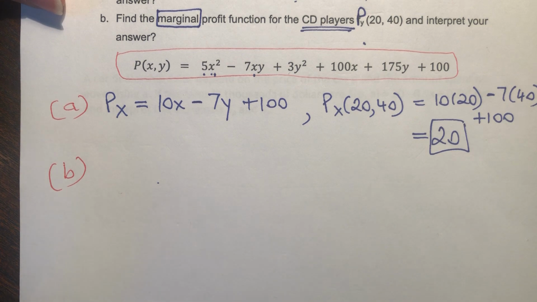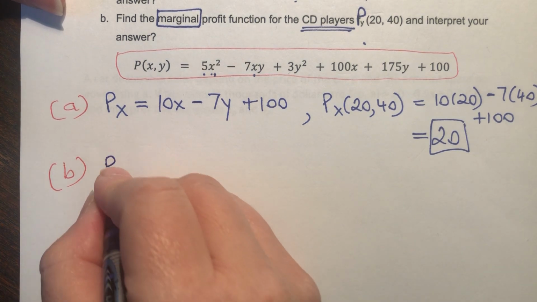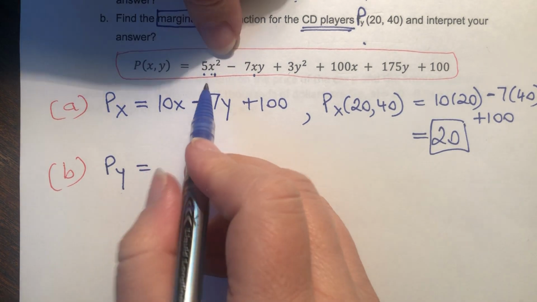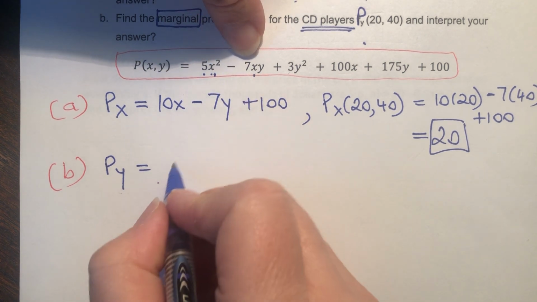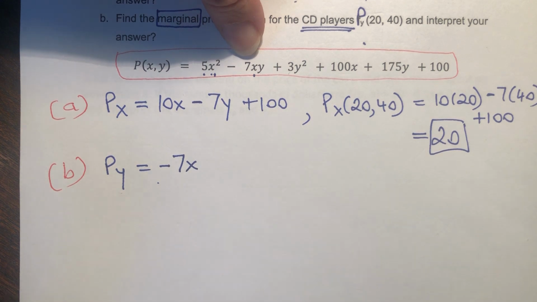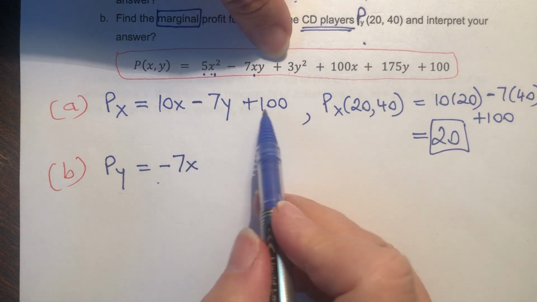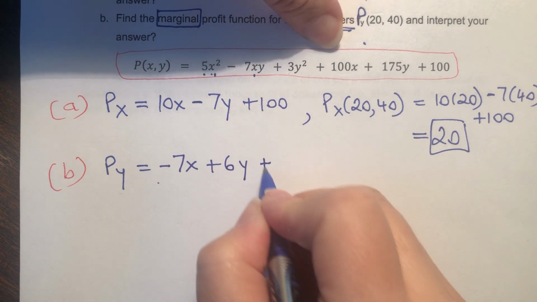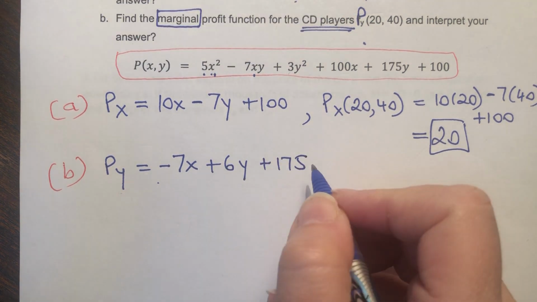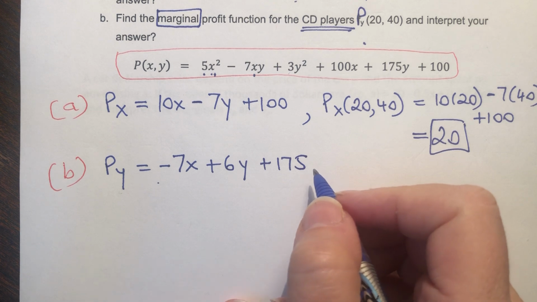Part B says Py, the derivative with respect to y. So again, there's no y in here. The derivative of this with respect to y is negative 7x. That's what y is multiplied to. Plus 6y plus 175. Yes? Okay. All right.